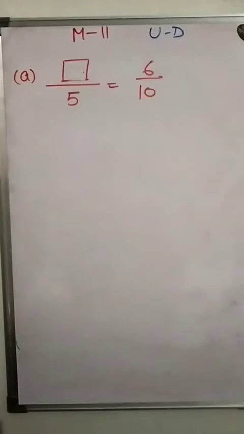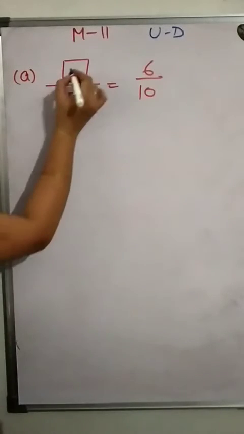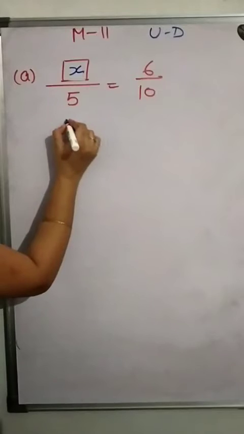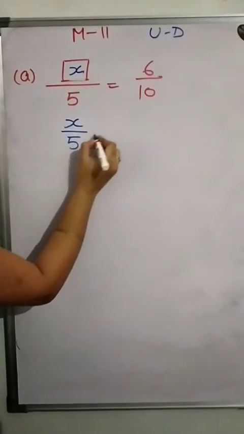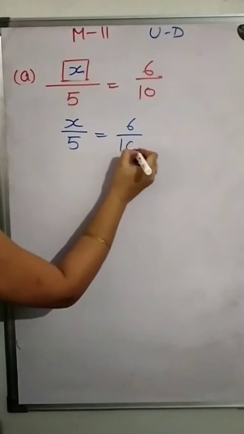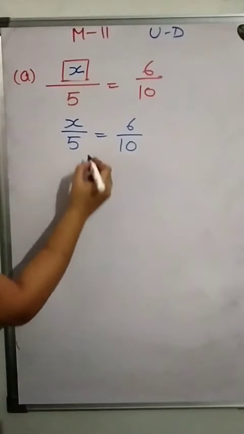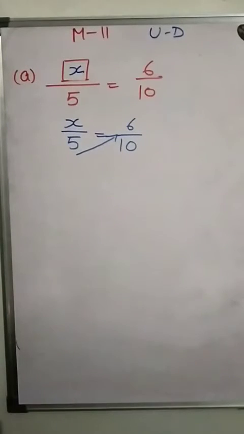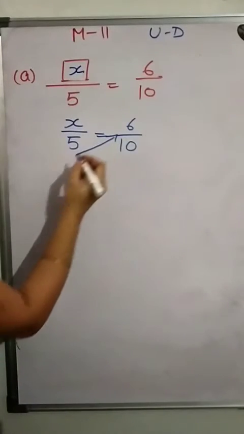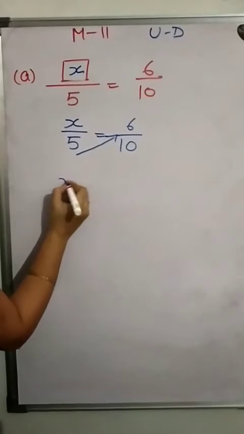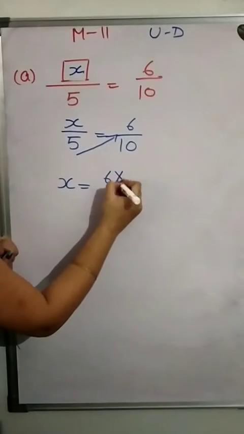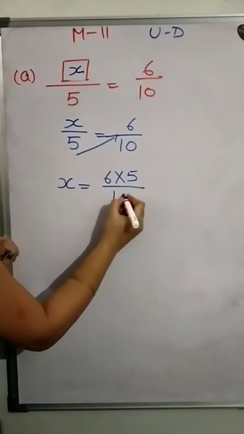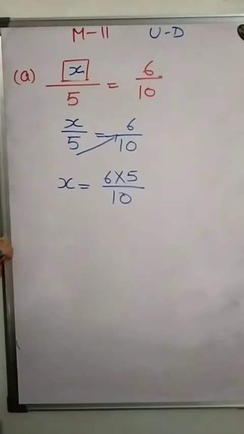Come to module number 11. Here you have to write a number in the box to make the fractions equivalent. Suppose this number is x. Then we write x upon 5 is equivalent to 6 upon 10. By the method of cross multiplication, we can shift this 5 to the other side, into the numerator of the other side. So how do we solve it? It goes into multiplication.